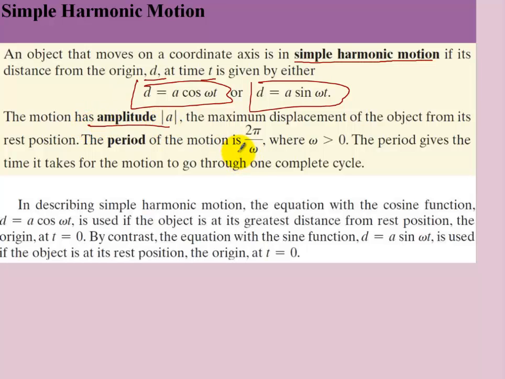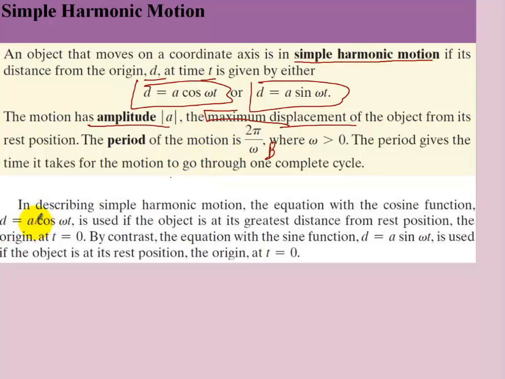The motion has amplitude A, the maximum displacement of the object. That's how far it moves up and down. The period of the motion is the period that we have done in similar functions, 2 pi divided by omega, and omega was basically b, as we were talking about in the last few units.